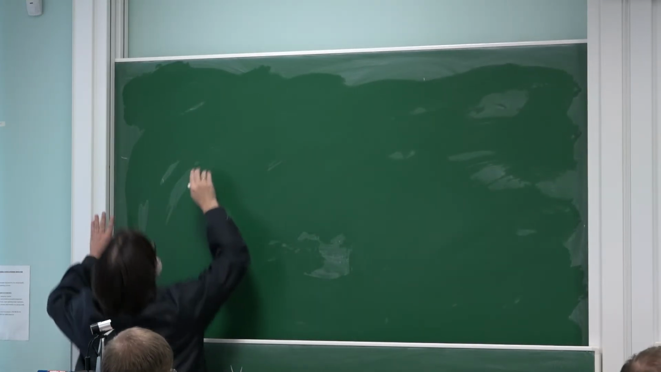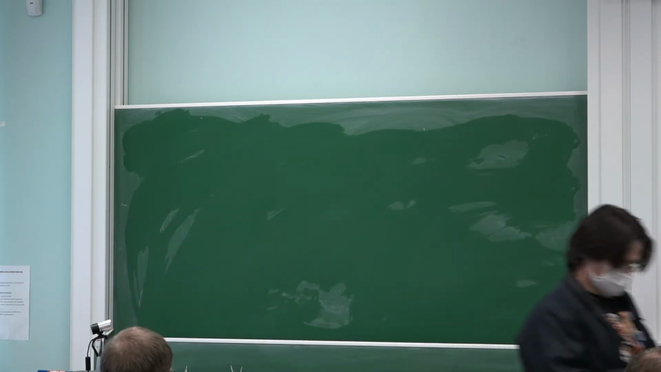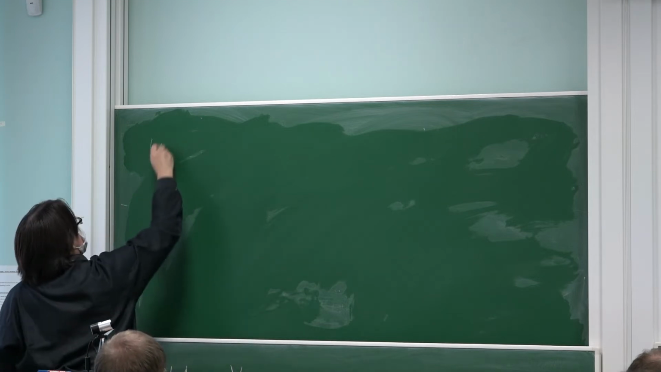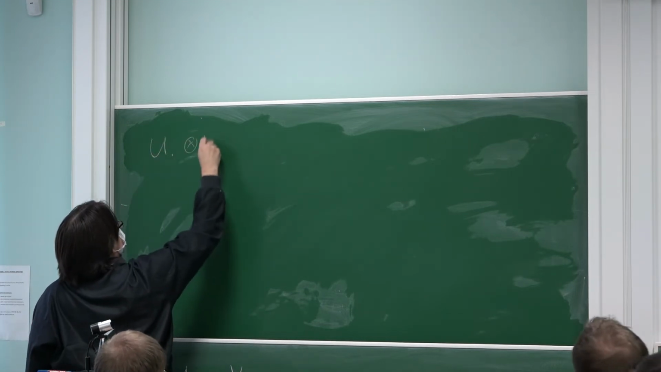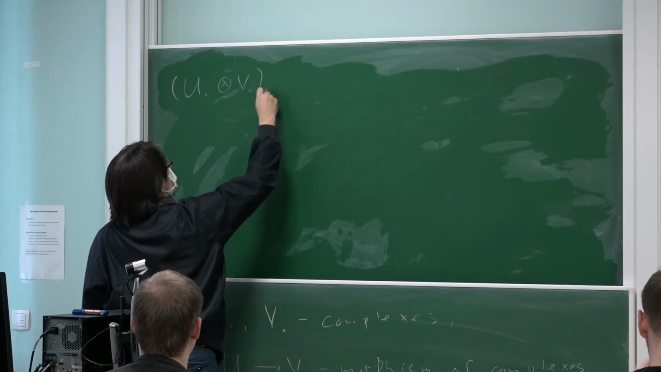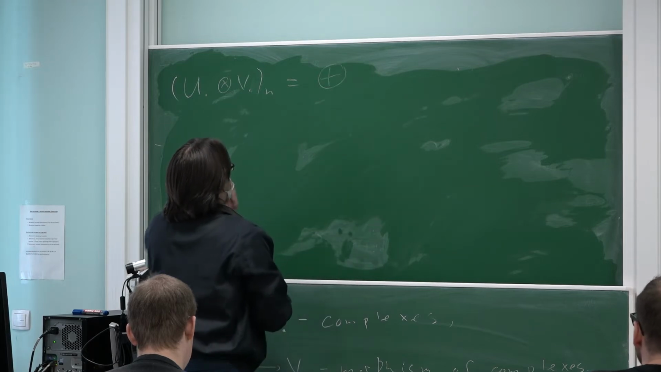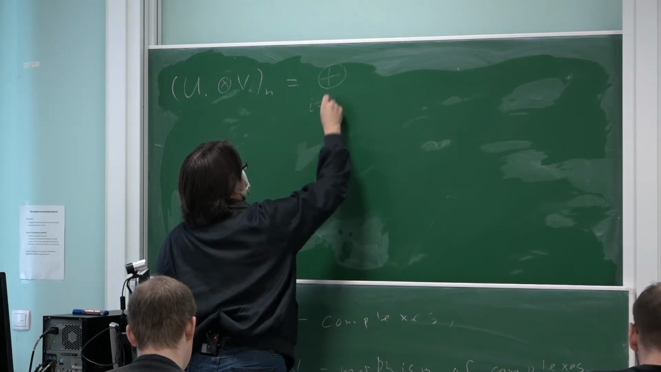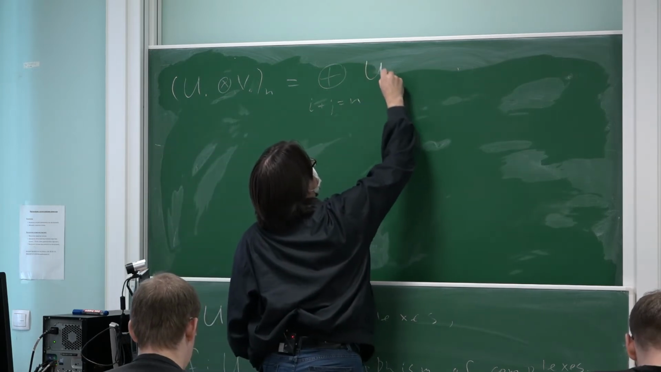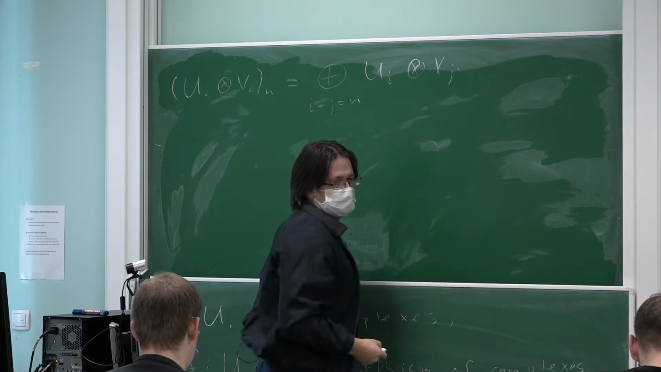So to define the complex, we have to define its members, so in each degree, and differential. The nth degree of this complex is simply the direct sum over i and j such that i plus j is equal to n, of U_i tensor V_j.